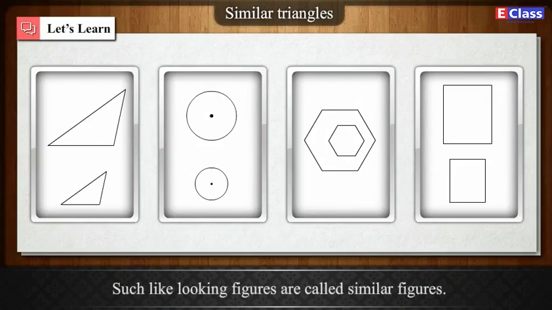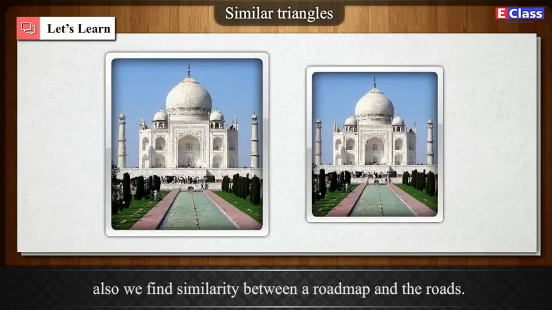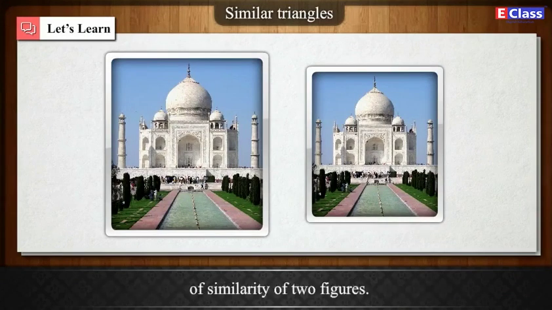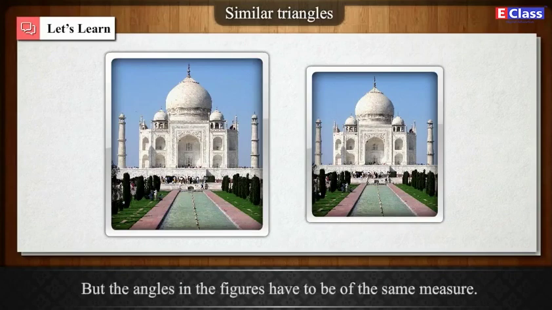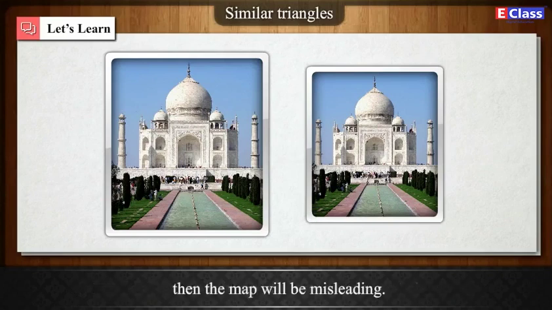We find similarity in a photo and its enlargement. Also, we find similarity between a road map and the roads. The proportionality of all sides is an important property of similarity of two figures. But the angles in the figures have to be of the same measure. If the angle between these roads is not the same in its map, then the map will be misleading.